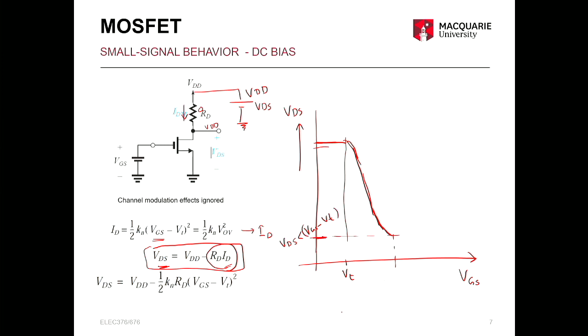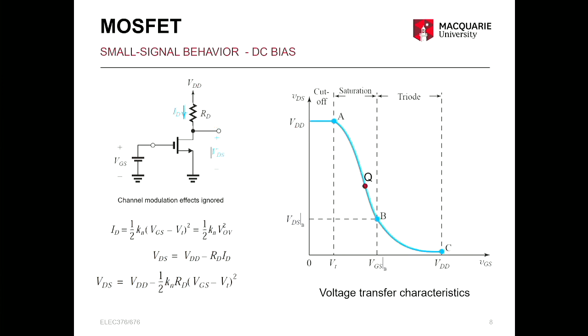So beyond this point, or in this section of saturation, the condition is VDS is greater than VGS minus VT. Once that condition is not satisfied, then it goes into the triode mode. That's shown here. This is the starting of the triode mode, point B, and at point B, the condition is VDS is less than VGS minus VT. So that goes into the triode mode.